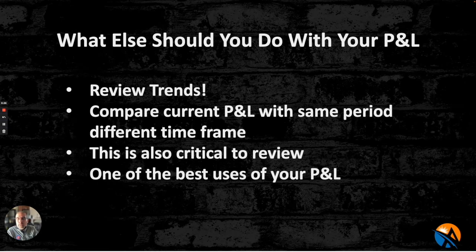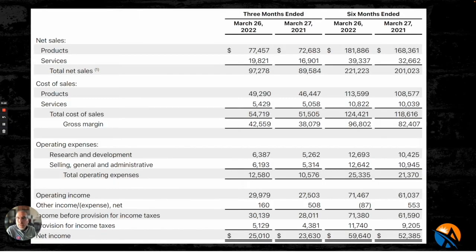So what else should you do with your profit and loss statement? Well, the big thing is to review trends, which I mentioned a little bit earlier. You should compare your current P&L with the same period or a different time frame from the prior year. Reviewing previous periods is one of the best uses of your profit and loss statements, next to actually looking at your profit margins. Here's an example for Apple.